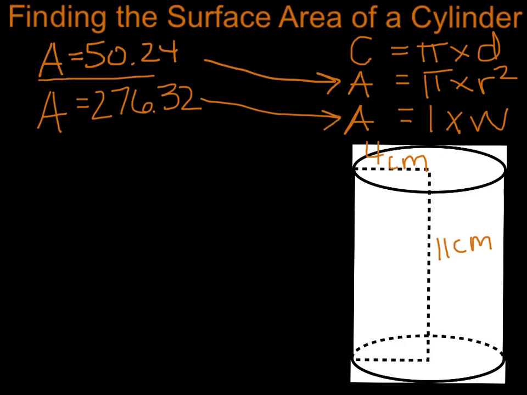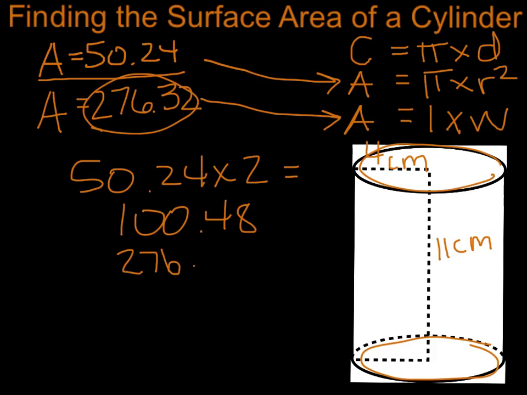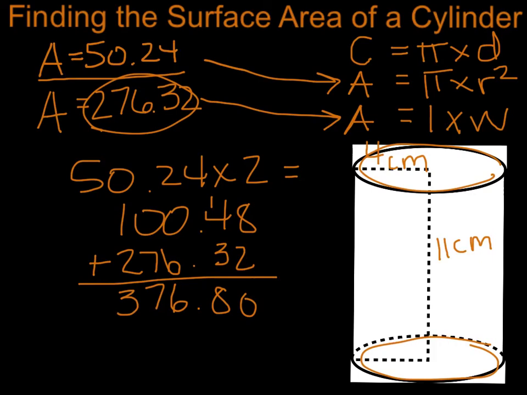I will need to multiply this number by 2 because there are 2 circles on this cylinder. 50.24 times 2 equals 100.48. I am going to add this number to that to find the total surface area of this entire figure. When I add the two together, I find that the total surface area of this cylinder is 376.80 centimeters squared.